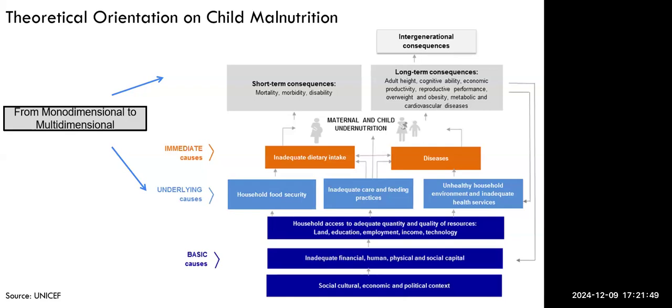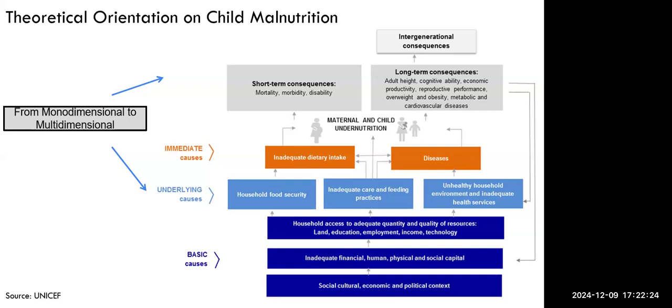I'm also using this theoretical framework in my research. So basically, they have classified this framework into 3 different causes or factors. First we have basic causes, then we have underlying causes, and then we have immediate causes. Basic causes are more like broader phenomena where we are considering socio, political, and cultural context.